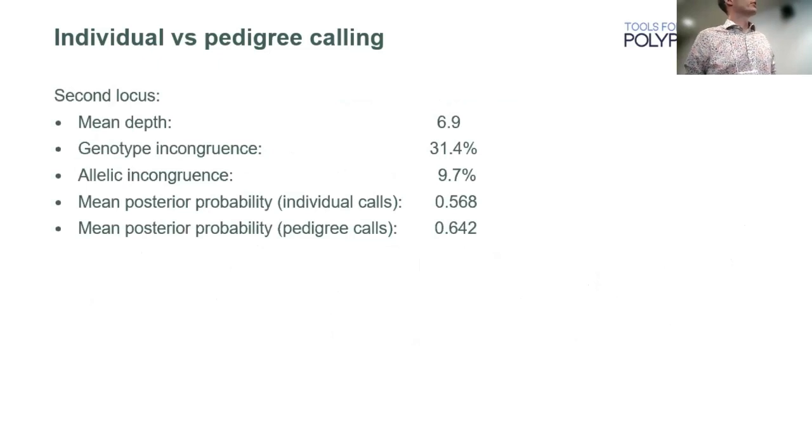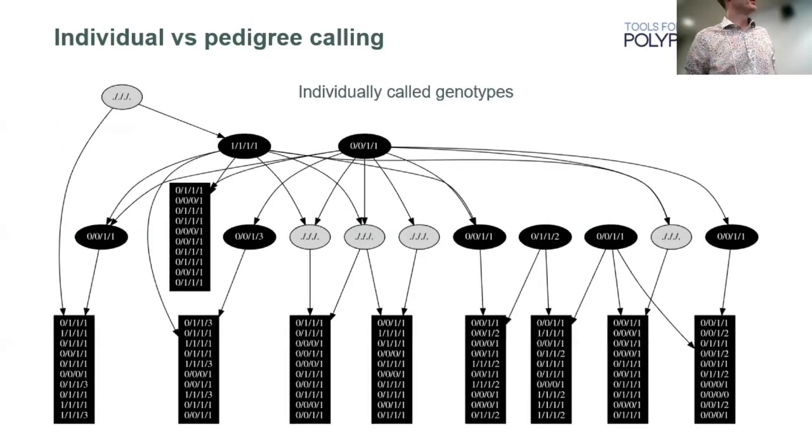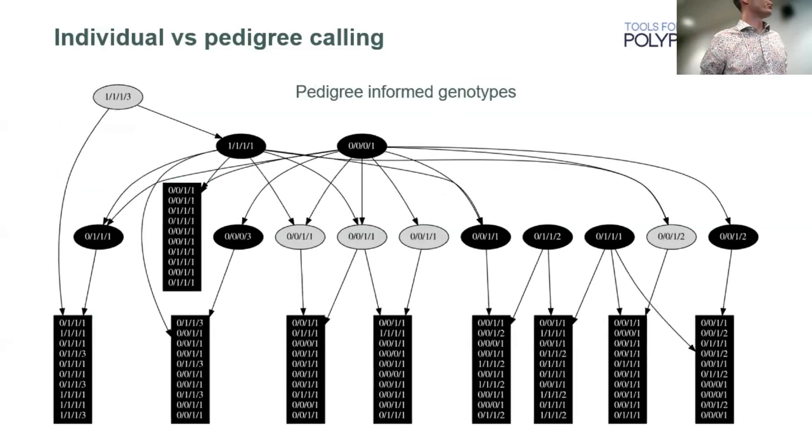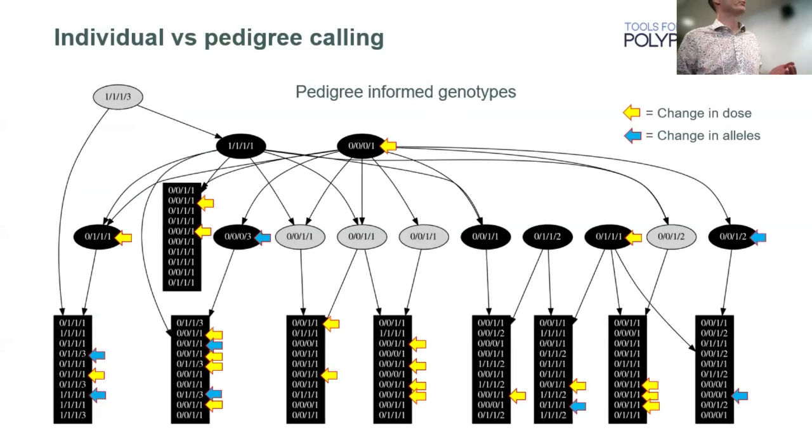If we look at a worse locus, so here we have a mean depth of around 7. The genotype incongruence between the analyses here is about 30%. The allelic incongruence, so genotypes that actually differed in terms of the unique alleles present, was around 10%. And the posterior probability here improved from not good to slightly less not good. So our individual calls, our pedigree calls with the imputed genotypes, and then our differences between the two. The yellow arrows there indicate changes in dosage. The blue arrows there indicate changes in the actual set of unique alleles that were present.